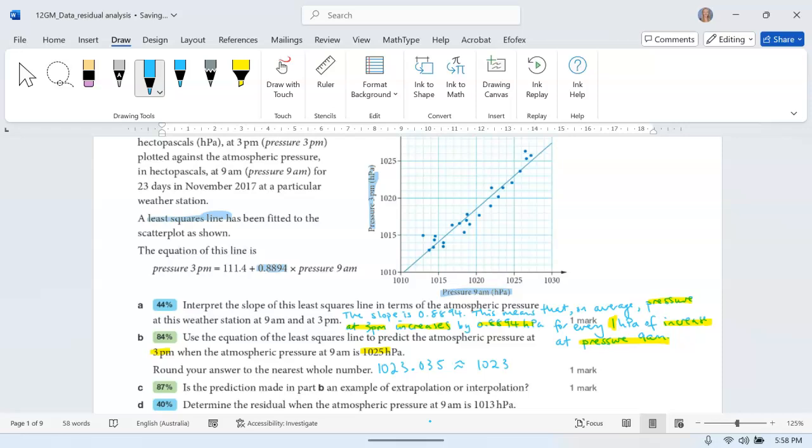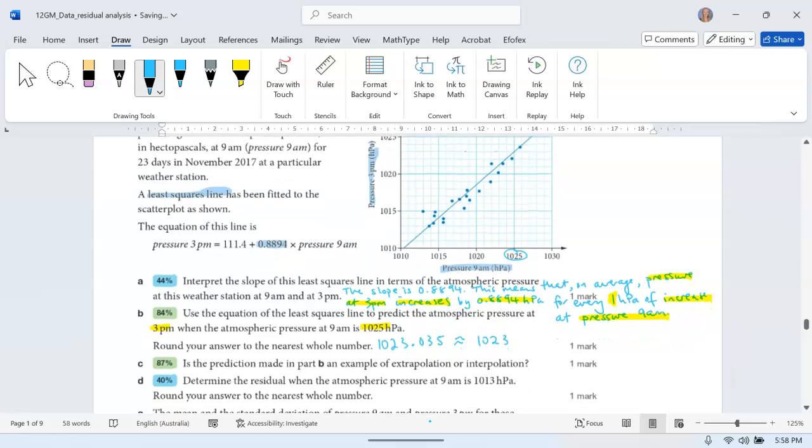You can also see on our graph, if I go up from 1025 and I go across, we can see we get that. So you could also read it off your graph for this one. You can't always read it off the graph, but we can also substitute it in. That one was done really well, 84%.